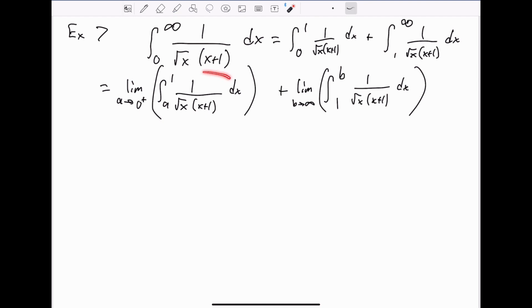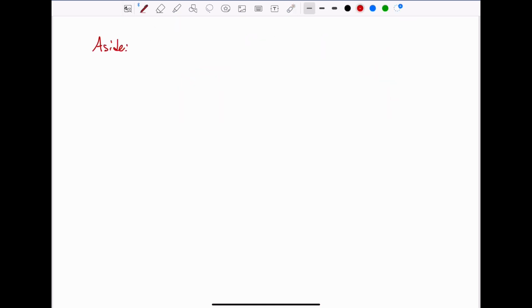Now, in order to solve these integrals, we would have to find the antiderivative and then use the fundamental theorem of calculus to plug in the a's and the b's and the 1's and get our answer. So since we have to do antiderivatives for the same exact integral, let's solve this separately. Let's just focus on the antiderivative of 1 divided by the square root of x times x plus 1. Once we find that antiderivative, we'll bring it back and use it in the problem. So we want to find the antiderivative of 1 divided by the square root of x times x plus 1.